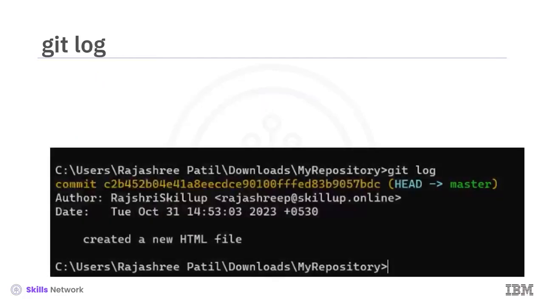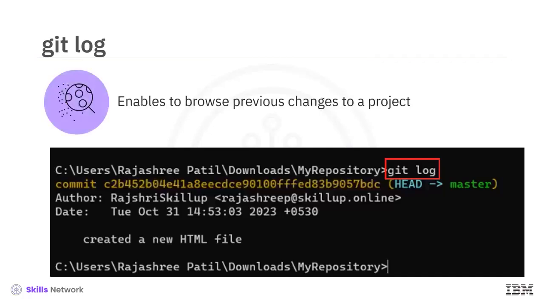If you wish to review the commit history to confirm the commit is recorded, run the git log command. It enables you to browse previous changes made to a project. Here, your commit history will reflect "created a new HTML file".